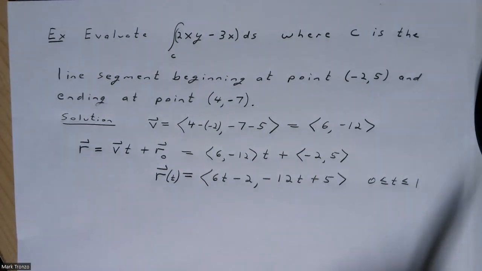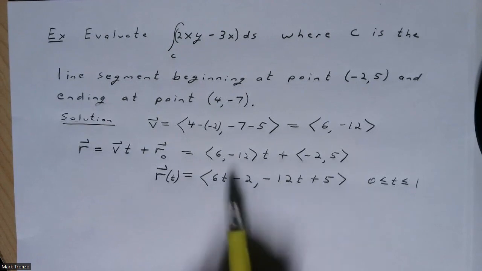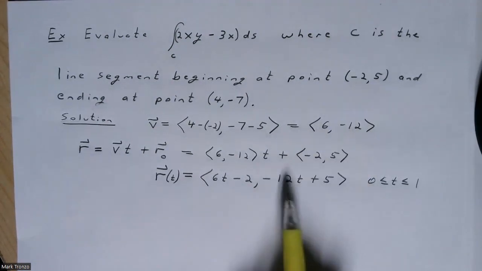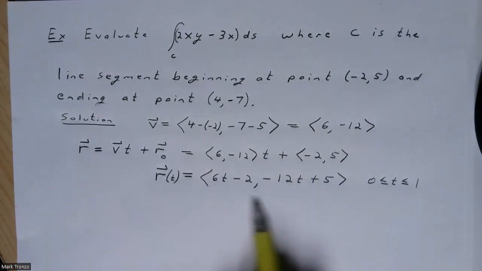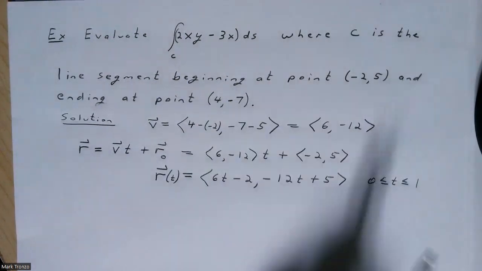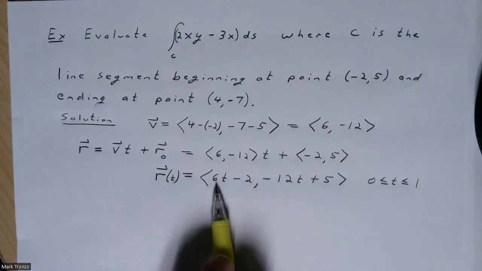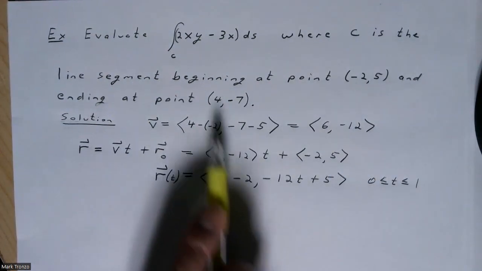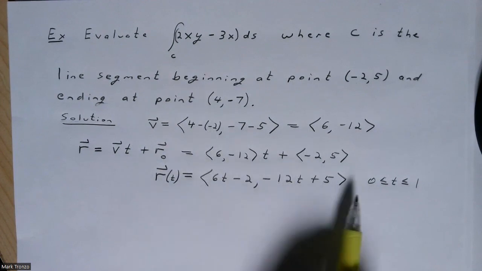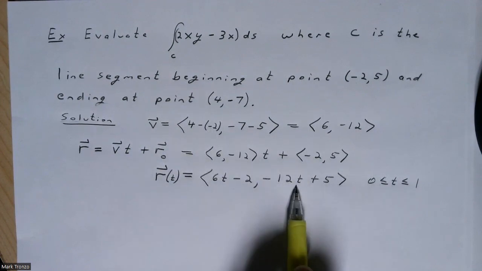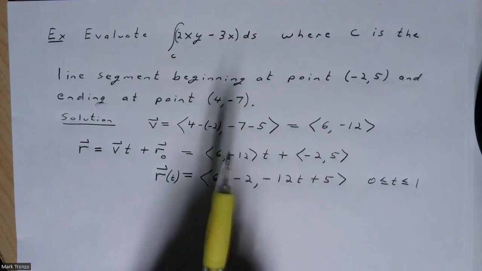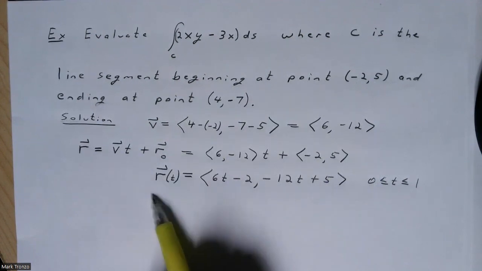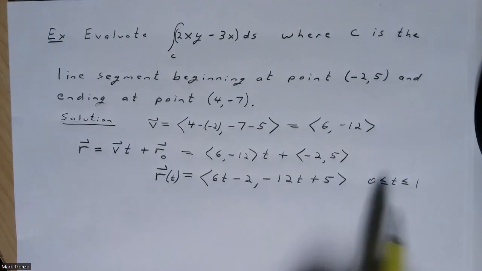And let's just double check. When you put in 0, if we put 0 here, we'll get minus 2. If we put 0 here, we'll get 5. So that's a position vector pointing to our first point. And then if you put 1 in here, this will be 6 minus 2, which is 4. And then if you put 1 here, this will be minus 12 plus 5, minus 7. So that gives us a position vector to the second point. So this is our parameterization.